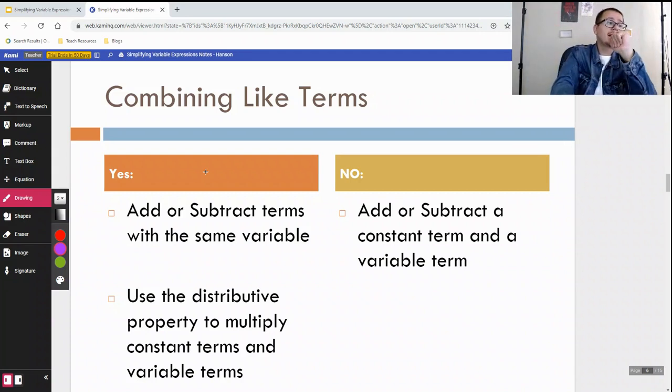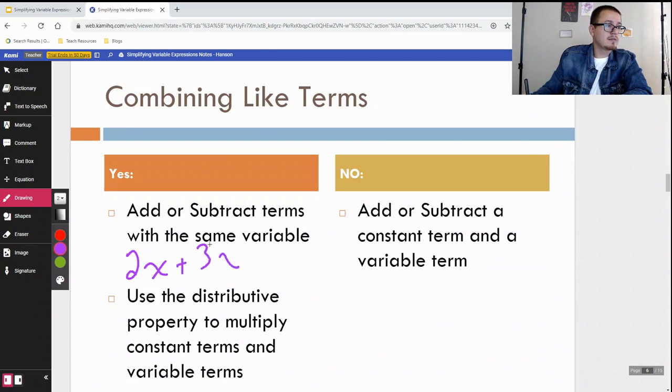So combining like terms, if they have the same variable, you can put them together. So for example, it's literally what it sounds like. If you have a 2x plus a 3x, because they're both x's, you can put them together. 5x. Some of you probably have more than that already.